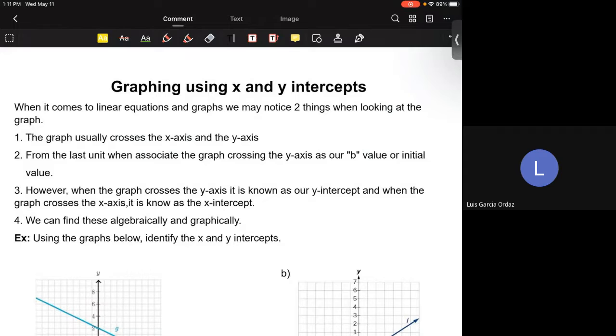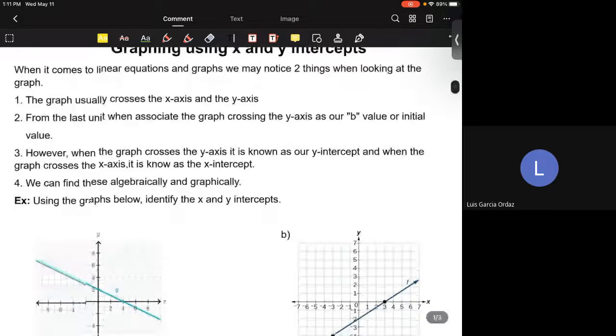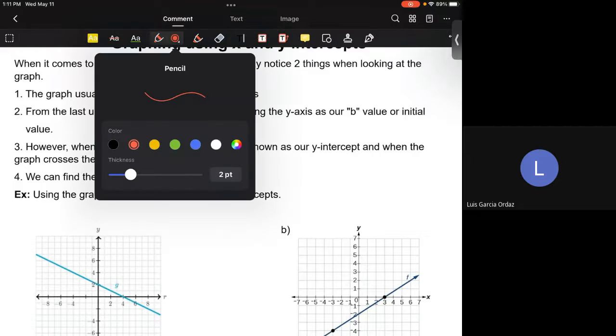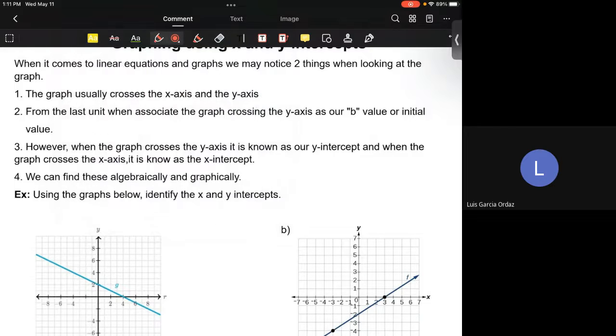Okay. Anyways, so when it comes to linear equations and graphs, you may notice 2 things when looking at the graph. The graph probably always crosses the X and the Y axis. From the last unit, we associated the graph crossing the Y-axis as our B value, so our initial value. It still doesn't change the fact that it's our initial value. However, when the graph crosses the Y-axis, it is known as our Y-intercept now. So if it crosses the Y-axis, it is known as the Y-intercept. And when it crosses the X-axis, it is known as the X-intercept.